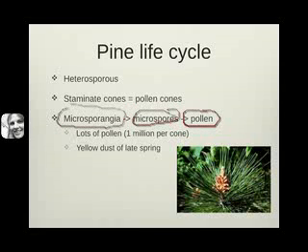And the pine can make tons of pollen. If you've ever parked underneath pine trees in the spring, or if you looked in mud puddles in the spring, you've probably seen just the millions and millions of pollen grains that are in the air and all around the pines.